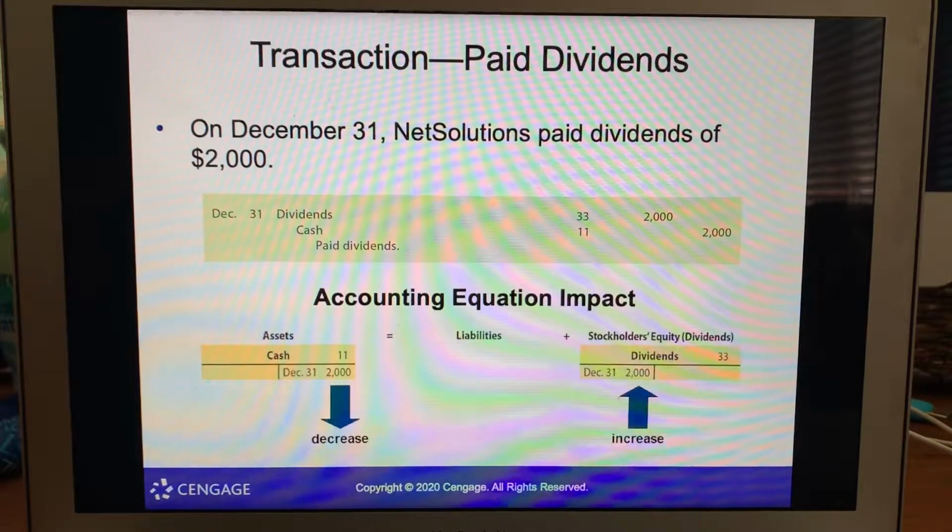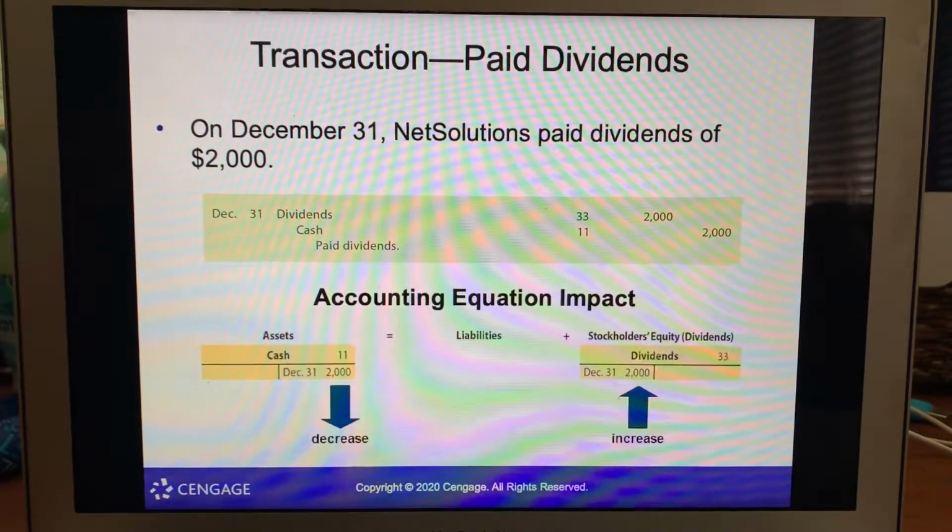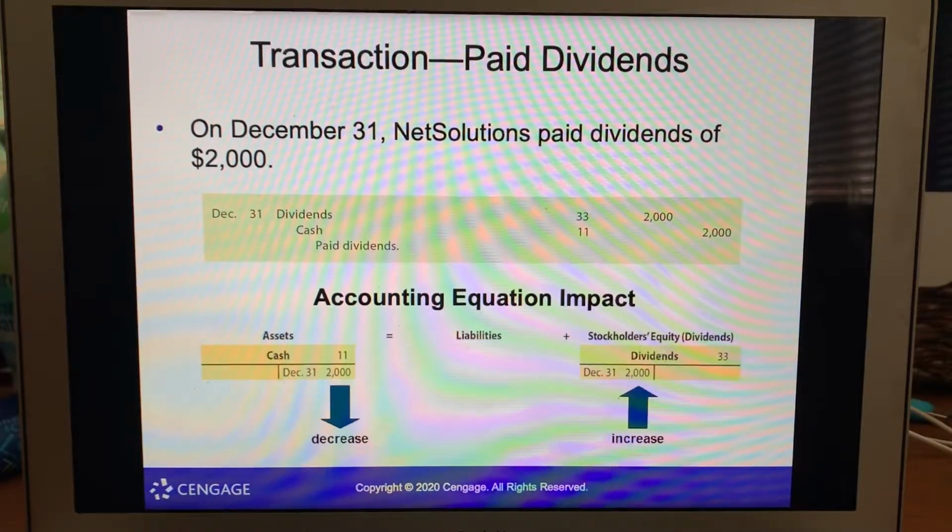Paid dividends. So dividends for $2,000 on December 31st. Dividends will be account 33 in this particular example. Cash decreased $2,000, and this directly comes out of stockholders' equity. So just keep that in mind. A decrease in cash, increase of dividends, okay, on those T accounts.